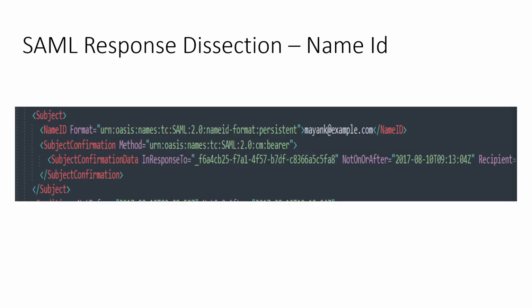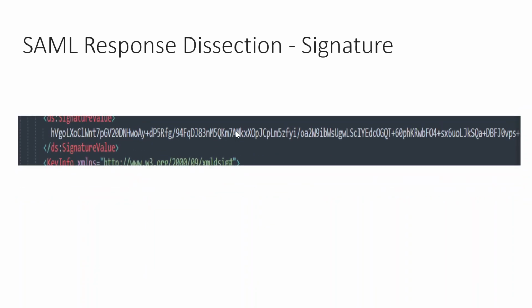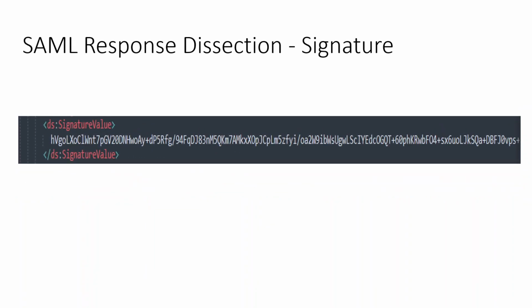Let us zoom a little bit into the different types of attributes which are present in the SAML response. This is the name ID parameter, the user ID for which we have authenticated from the identity provider. It will be in the name ID tag. The second one is the signature part. The signature part would be in the ds:SignatureValue attribute, and this would be a long string, and we will be seeing different types of attacks that we can perform on the signature value here.